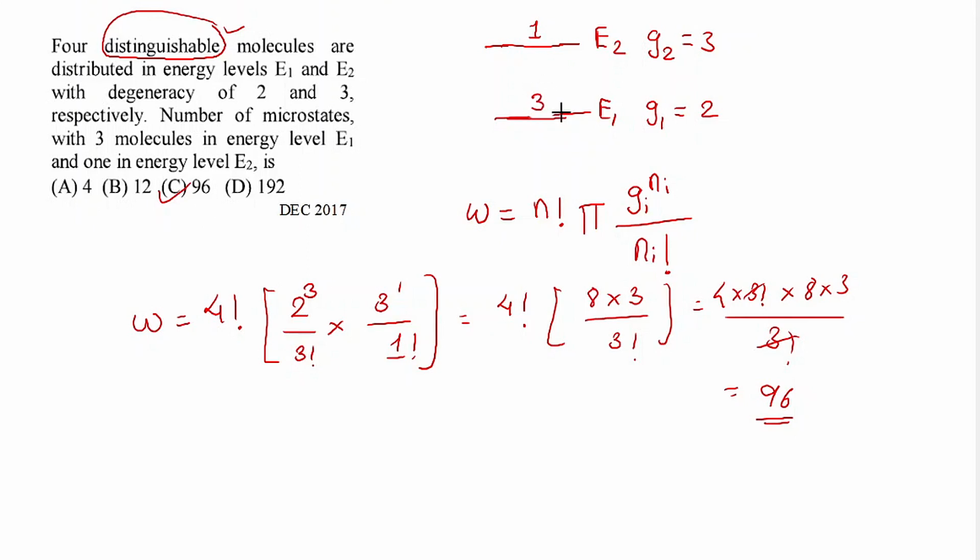Okay, there was a mistake in looking, that is there are 3 molecules in E1. So in E1 we'll have 3 molecules and 1 molecule in energy level E2. So we have to place it, and the answer will be 96. So very simple problem. Moving on to the next numerical.